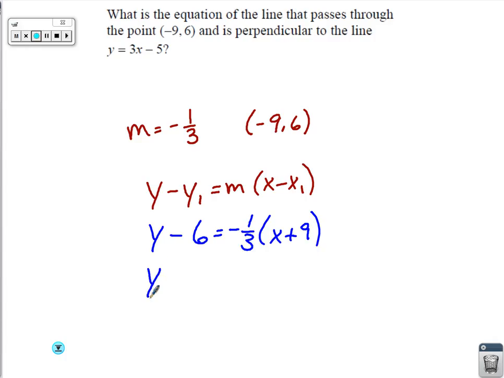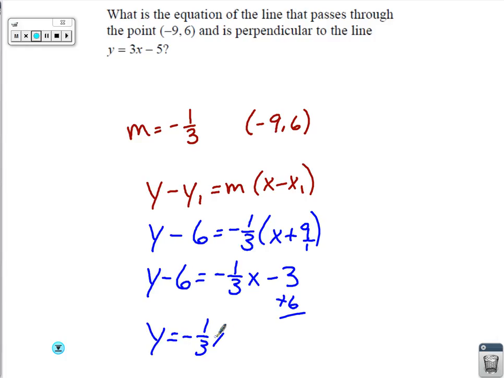Y minus 6 equals -1/3 times x plus 9. A negative times a positive gives me a minus. You can put 9 over 1 if you want to, since you're multiplying fractions: multiply tops, multiply bottoms. Minus 6 moves over and becomes plus 6. Final answer: y equals -1/3 x plus 3. That's the line that's perpendicular to y equals 3x minus 5.